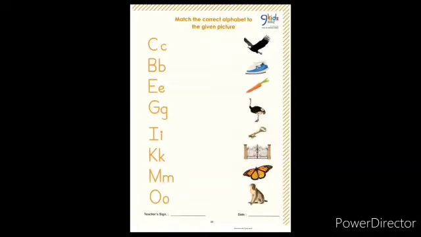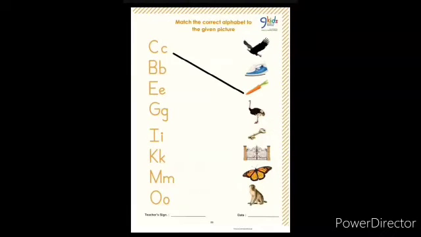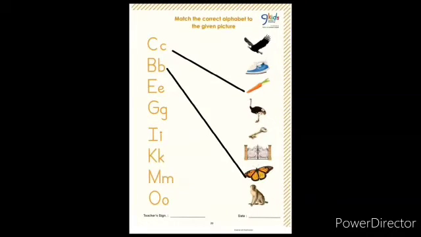In this worksheet, we have to match the alphabet with its correct picture. Like first alphabet is C. So we will match it with carrot. C for carrot. Next alphabet is B. B for butterfly.